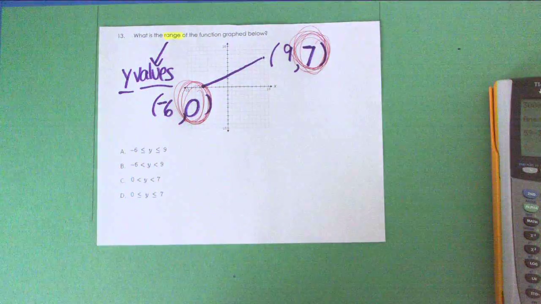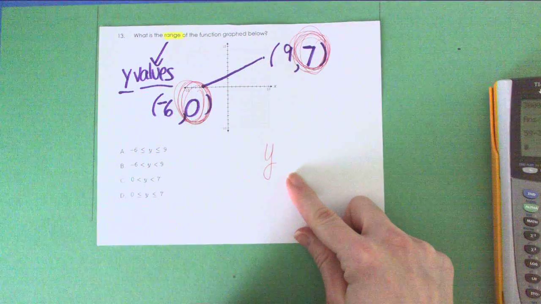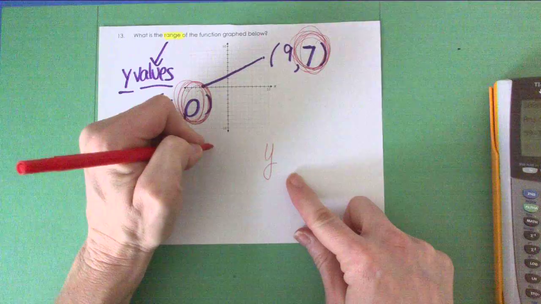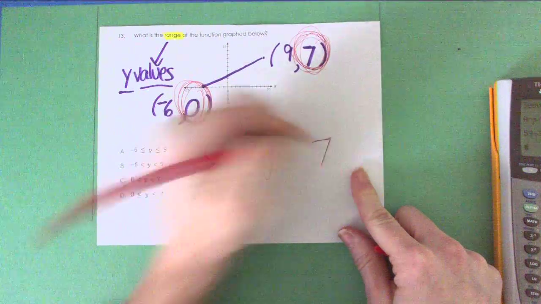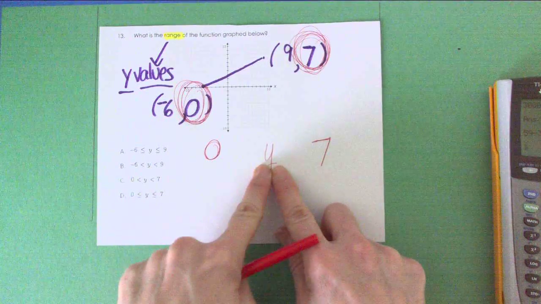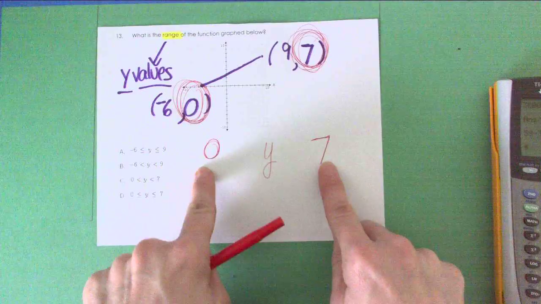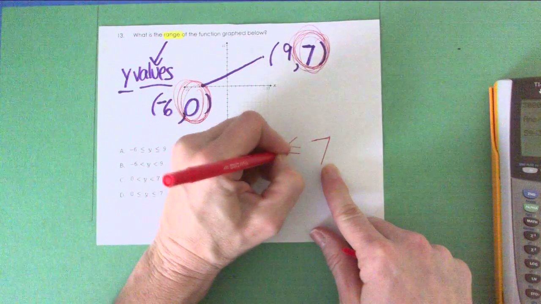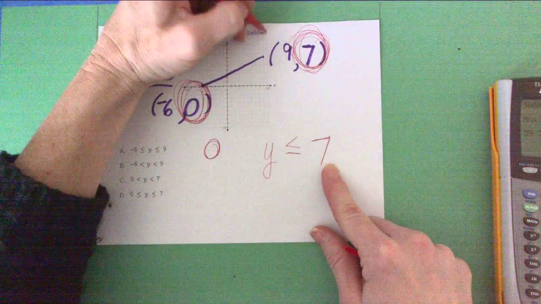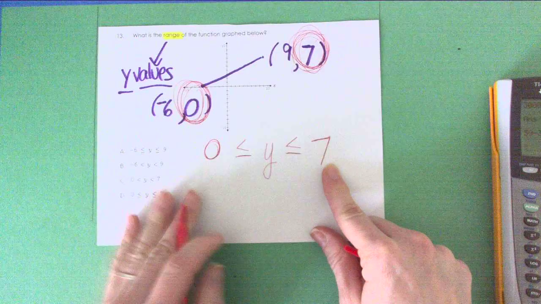In my class, I call this fancy notation. So if my y values are situated from lowest of 0 to highest of 7, lowest to highest and everything in between, all my y values are between 0 and 7. They are less than or equal to 7 because they don't go any higher, but they are greater than or equal to 0 because they don't go any lower.